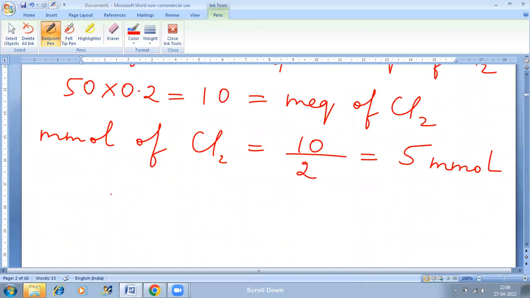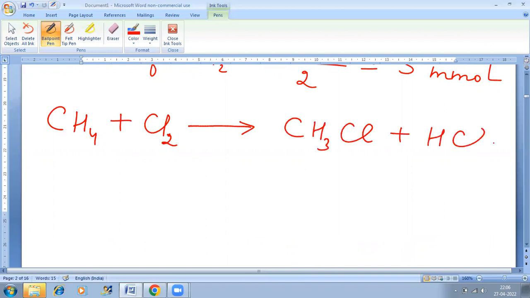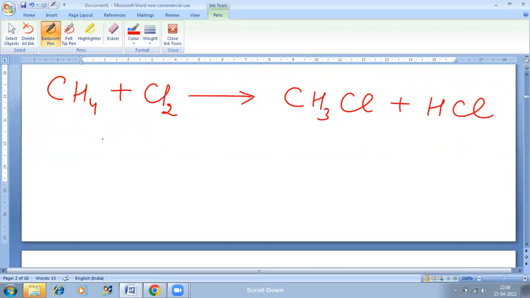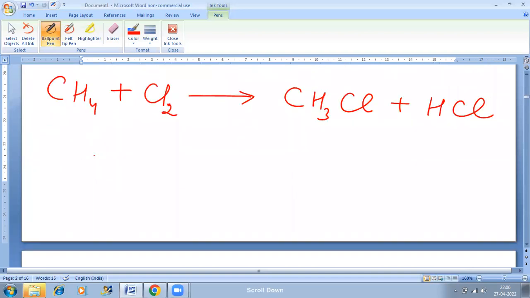Now, if I look at the next reaction, CH4 is methane. CH4 plus Cl2 gives me CH3Cl plus HCl. Now, see, in the question they have mentioned that monochlorinated product needs to be considered. Monochlorinated product means CH3Cl, because only one chlorine is present. Now, according to this, if 5 millimoles of chlorine react, it means 5 millimoles of methane also should react.